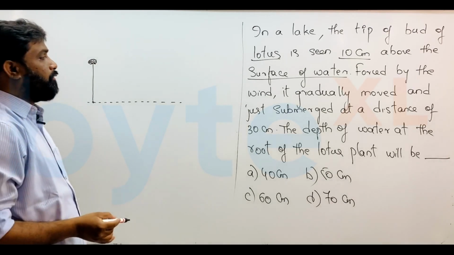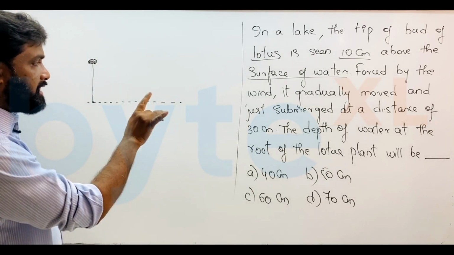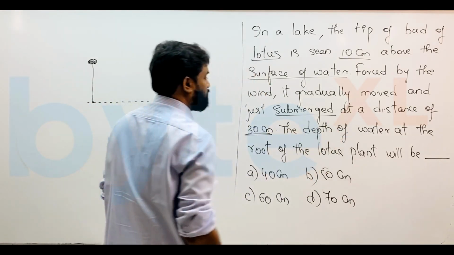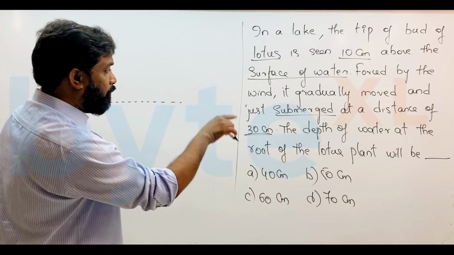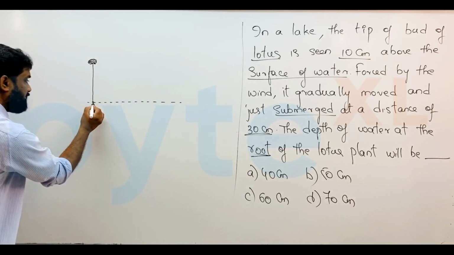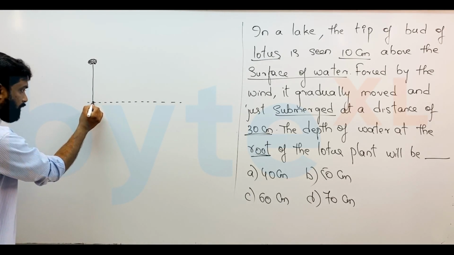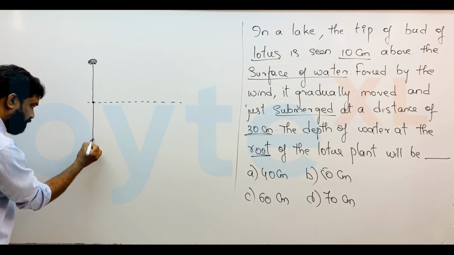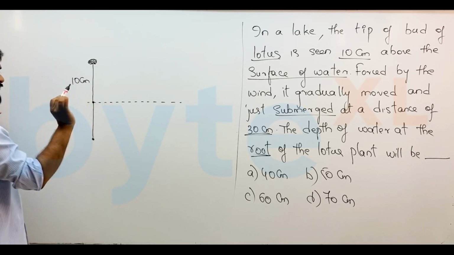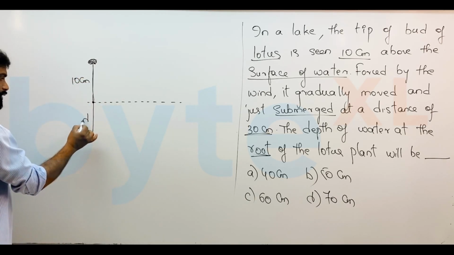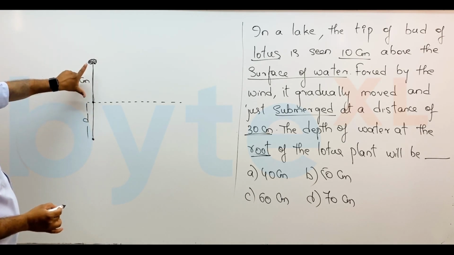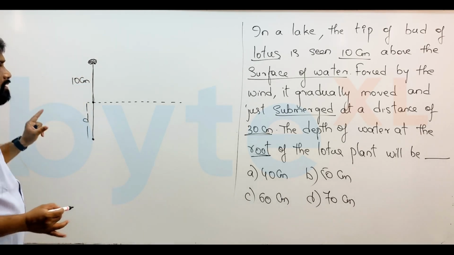Forced by the wind, it gradually moved and just submerged at a distance of 30 centimeters. The depth of water at the root of the lotus plant, that means this is the full distance of the lotus plant. And 10 centimeters above the water level, you can see that plant. This is the depth. We don't know what is the distance of this depth. So, on the surface of water 10 centimeters above, we can see the lotus plant.